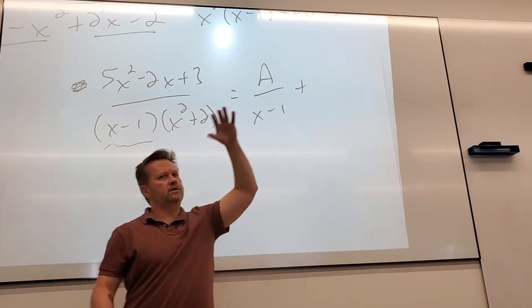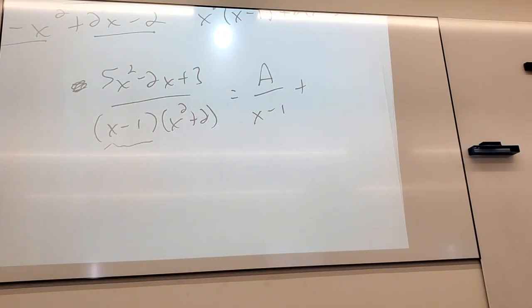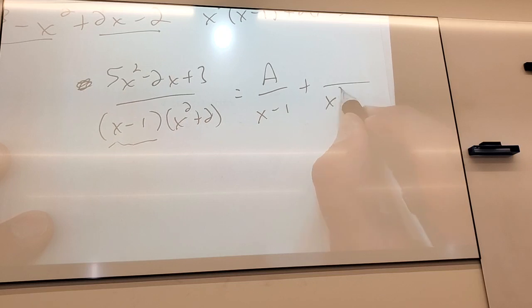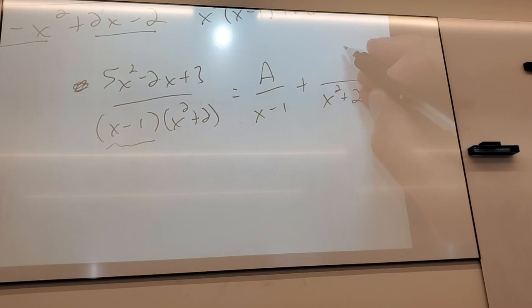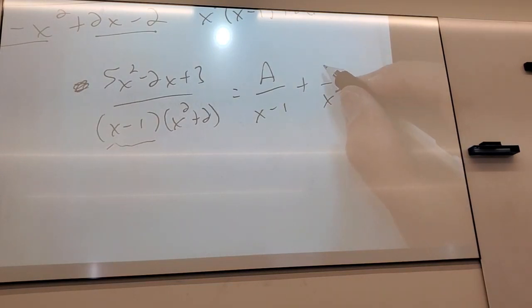What's the second fraction's bottom going to be? X squared plus 2. The degree of the top must be 1 less than the degree of the bottom. So I need the most general first degree thing. So it's got to be linear.